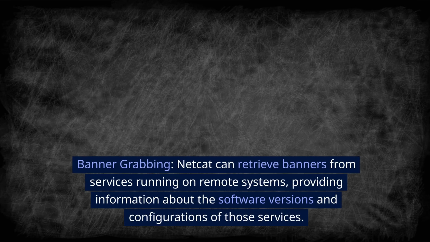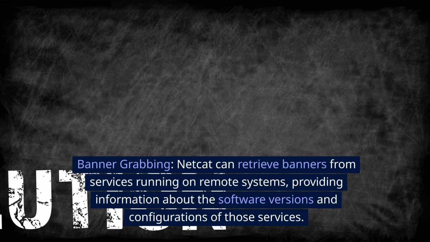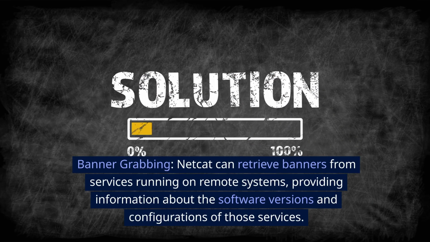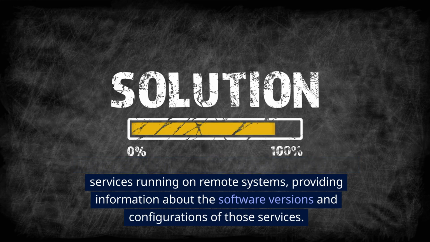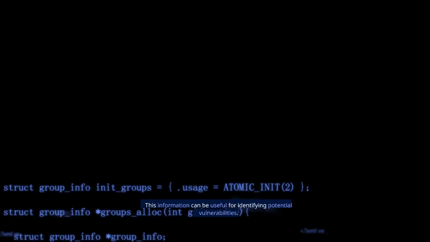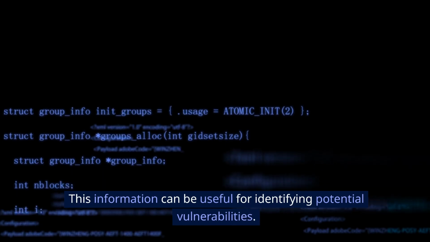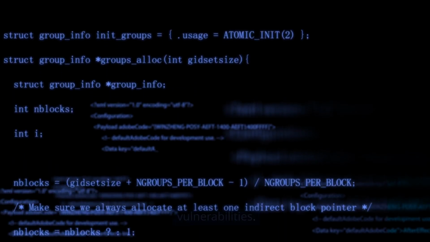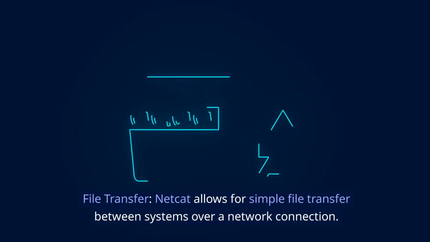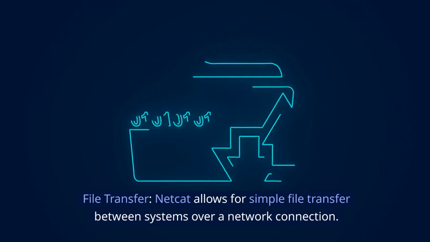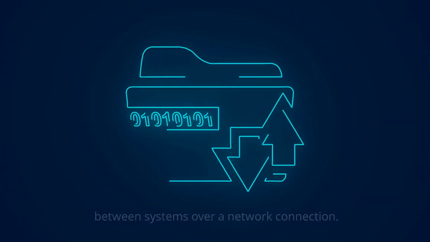Banner grabbing. Netcat can retrieve banners from services running on remote systems, providing information about the software versions and configurations of those services. This information can be useful for identifying potential vulnerabilities. File transfer. Netcat allows for simple file transfer between systems over a network connection.